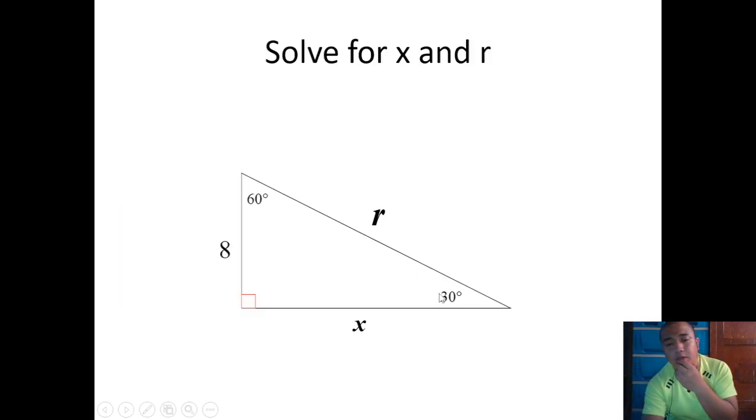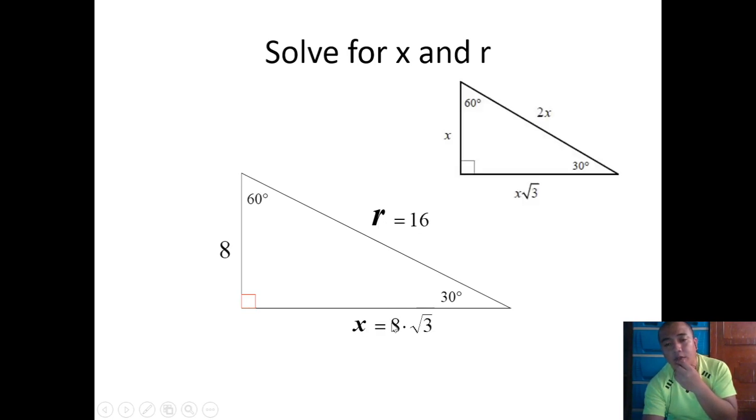Okay, so opposite of 30 is 8. What is r? The hypotenuse, 16. Here, 8 square root of 3. Okay, that's it.